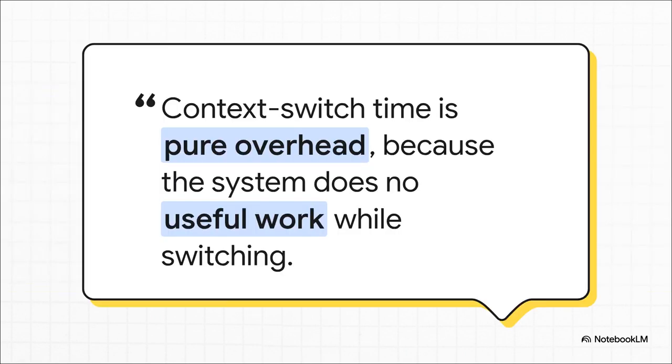But, and this is a big but, there's a cost. This switch time is what we call pure overhead. While the switch is happening, the system isn't running your music or your word processor, it's just doing internal bookkeeping. So the whole game is to make these switches incredibly, unbelievably fast. We're talking microseconds, to maintain that perfect illusion of seamless multitasking.